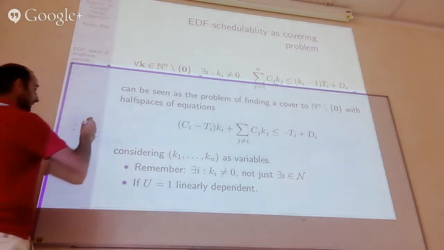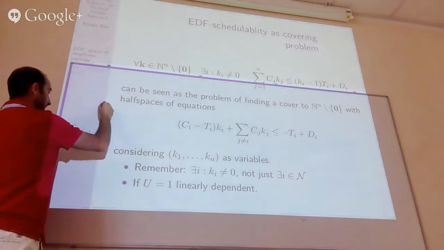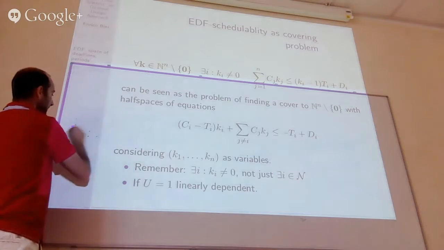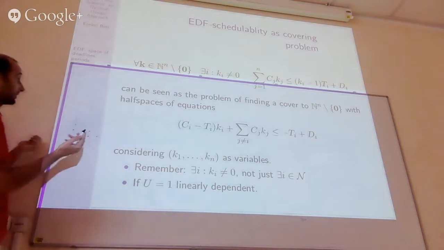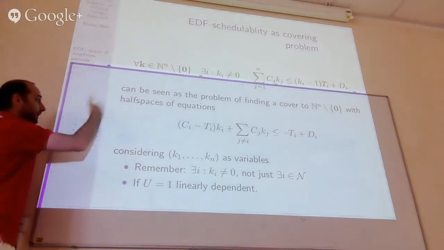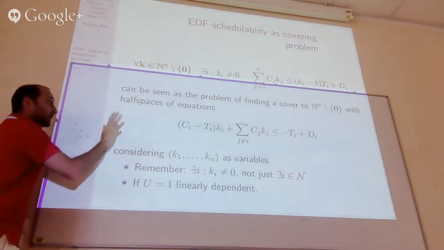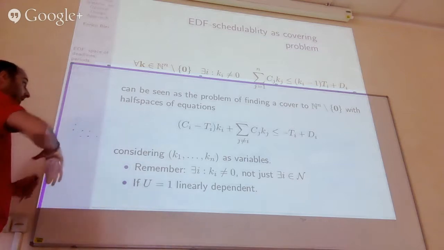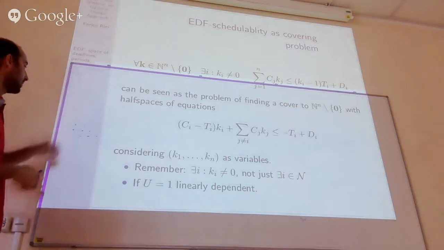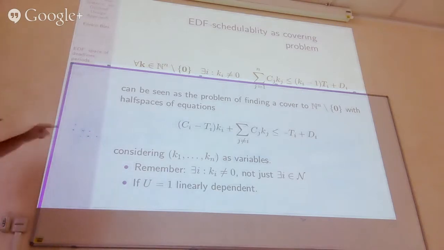Let's say I find the two half planes that are like this and maybe this. So if the condition is true, because for all points there is at least one half plane covering that point, then all points are covered. If, on the other hand, there is one point, let's say this, such that no half plane covers that point, then the task set is not schedulable.